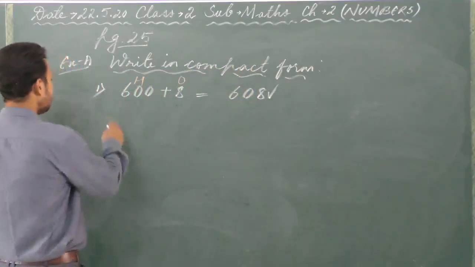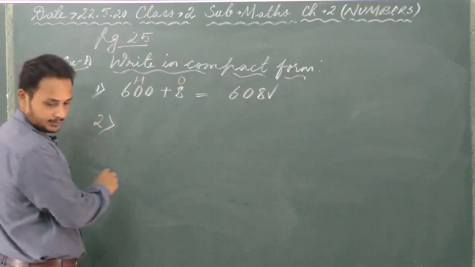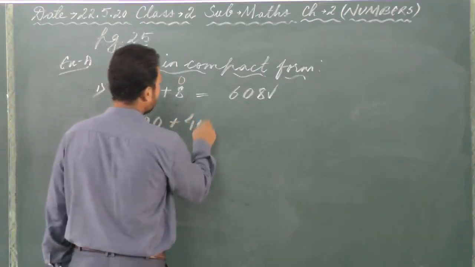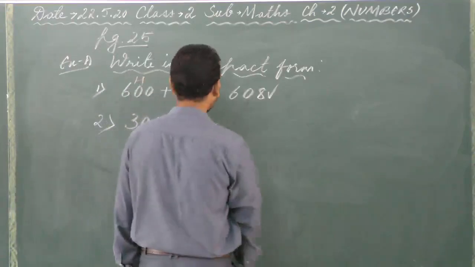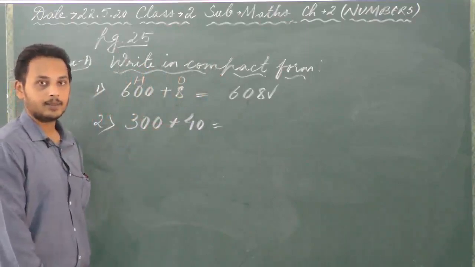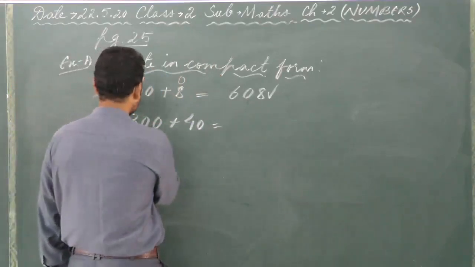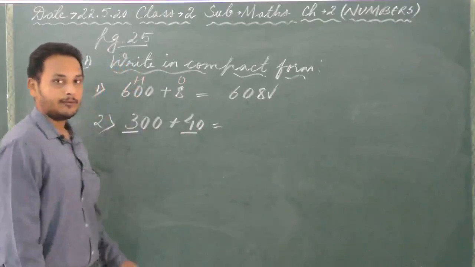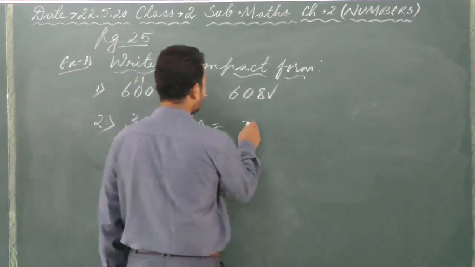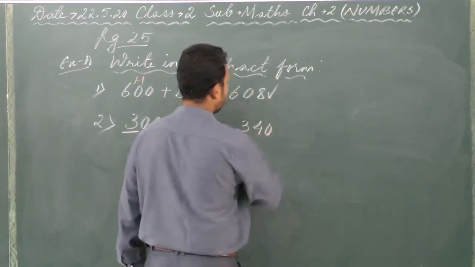Then the next number, you see number 2, that is 300 plus 40. Now this is also a bit different. As you can see, we have 340. Okay. Now I told you that you have to write the first number from the particular place. So we have 3 and we have 40.